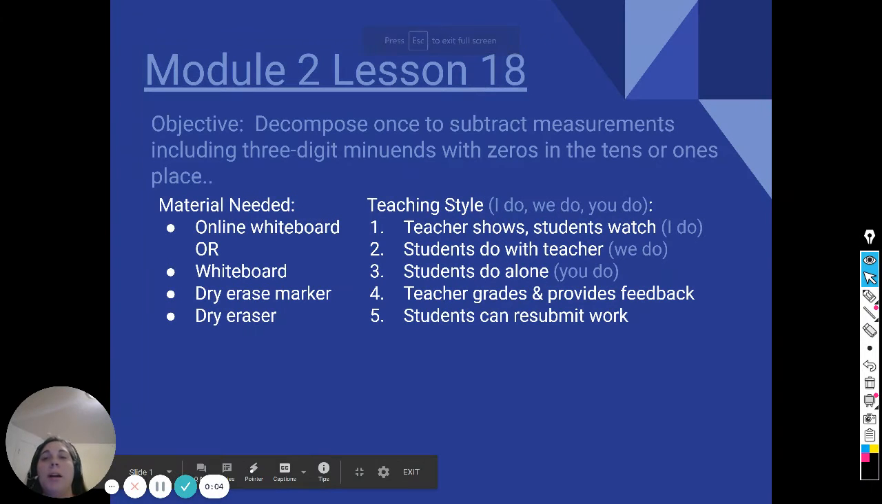Today we're going to be doing Module 2, Lesson 18. The objective is to decompose once to subtract measurements including 3-digit minuends with zeros in the tens or ones place. The materials needed for today are your online whiteboard or your whiteboard, dry erase marker, and dry eraser. The teaching style we're going to continue to follow is I do it, we do it, and then you do it on your own.